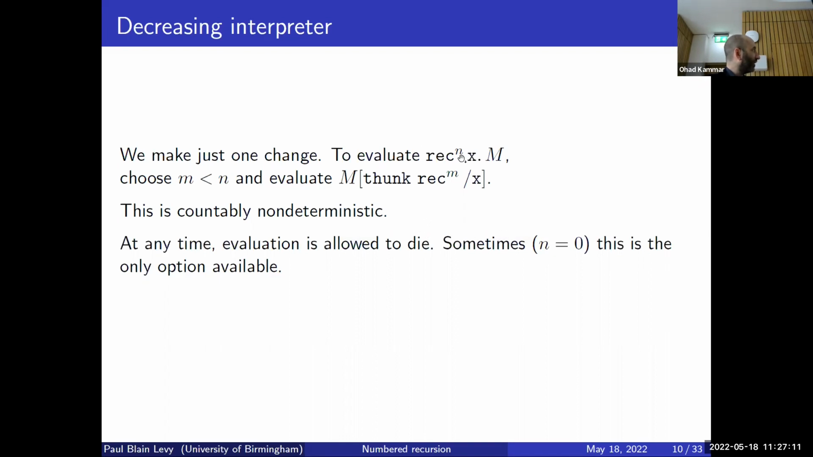That really matters in the case that n is 0, because then you have to choose a number less than 0, which obviously you can't do. So dying is the only option when faced with this instruction, right? So, you've got countable non-determinism, and you always have the option of death.